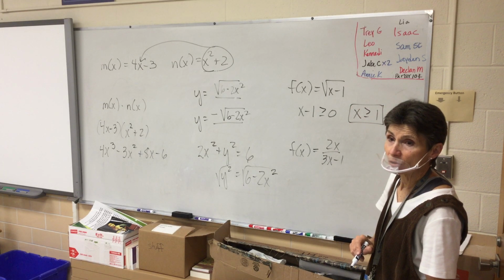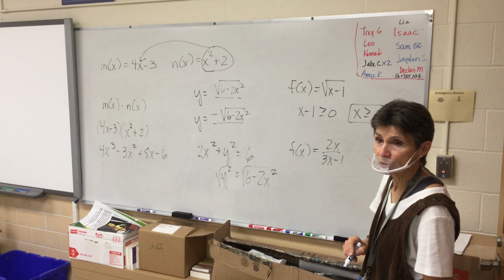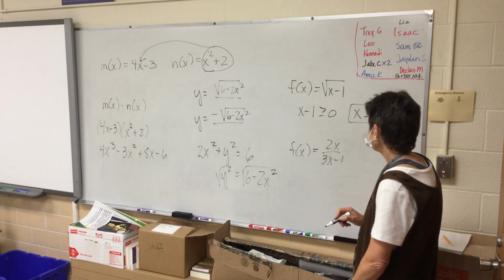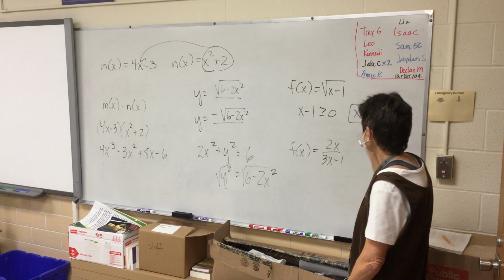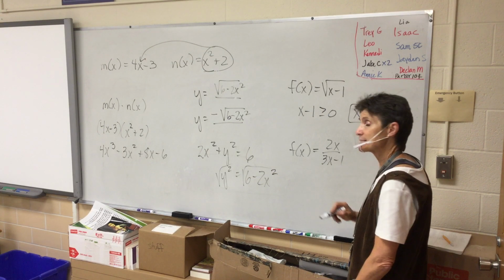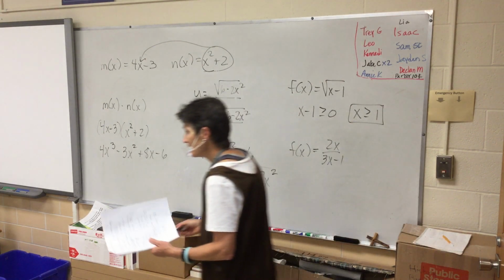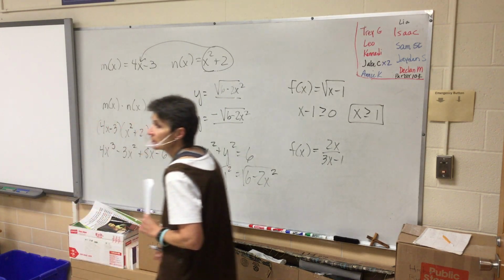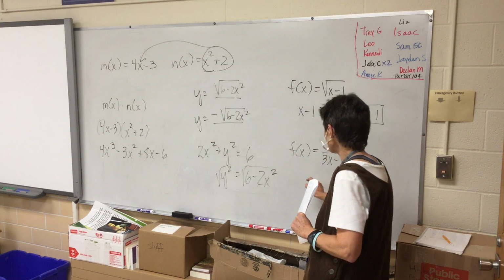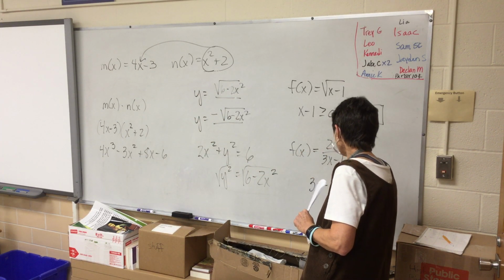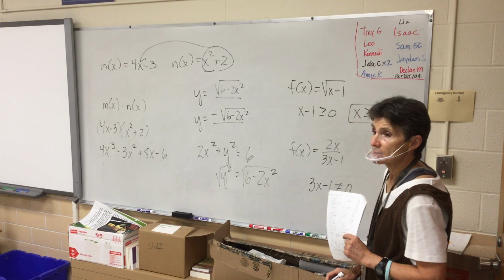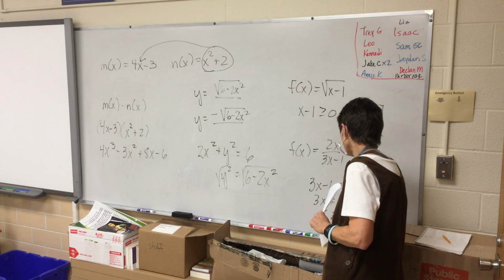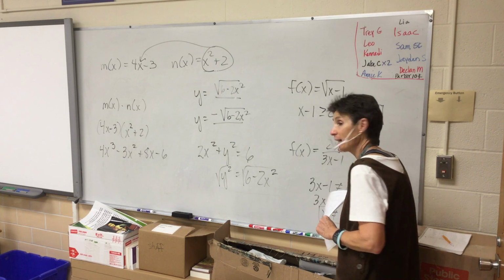Whatever is under the radical must be greater than or equal to 0, right? Okay. That's all. Now that's done. That's the answer. Okay, now what about the second one? It has a denominator, and what do we know about denominators? They cannot equal 0. So that domain is x cannot equal 1/3.